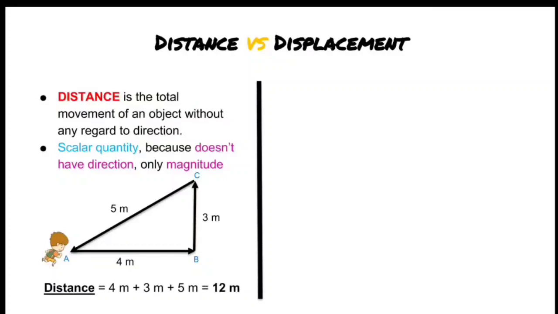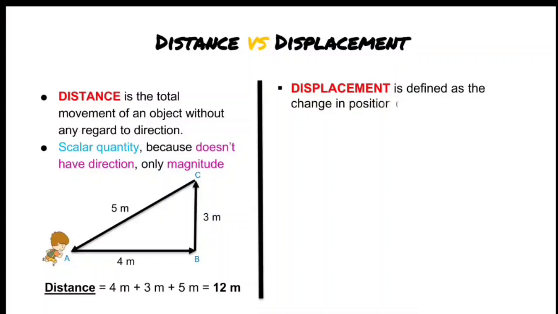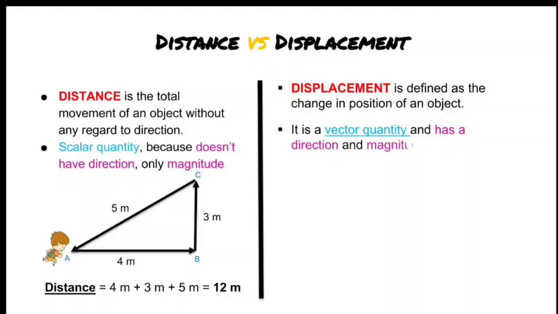If we should count the distance, so we just add all of the distance from point A to point B to point C until point C to point A again. So the distance equals 4 meters plus 3 meters plus 5 meters equals 12 meters. And displacement is defined as the change in position of an object. It is a vector quantity and has a direction and magnitude.